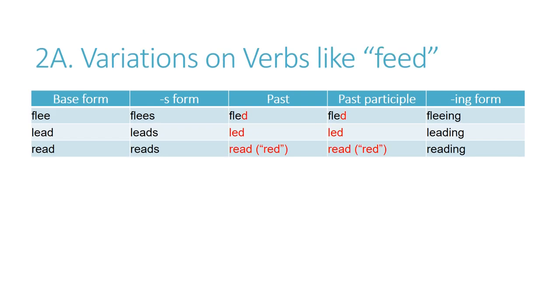Now we also have some variations on verbs like feed. For example, the verb flee does not have a consonant ending in the base form, but when we convert it to the past and past participle, a consonant sound, D, is added. So it goes flee, fled, fled.